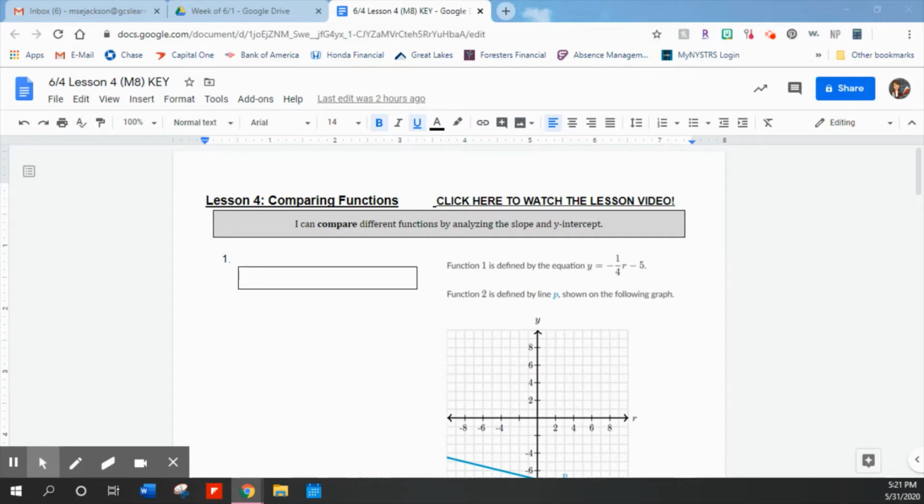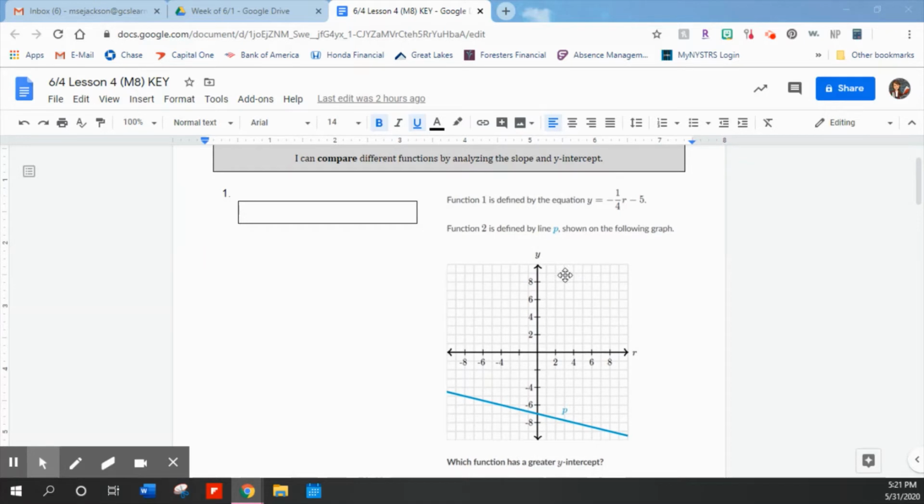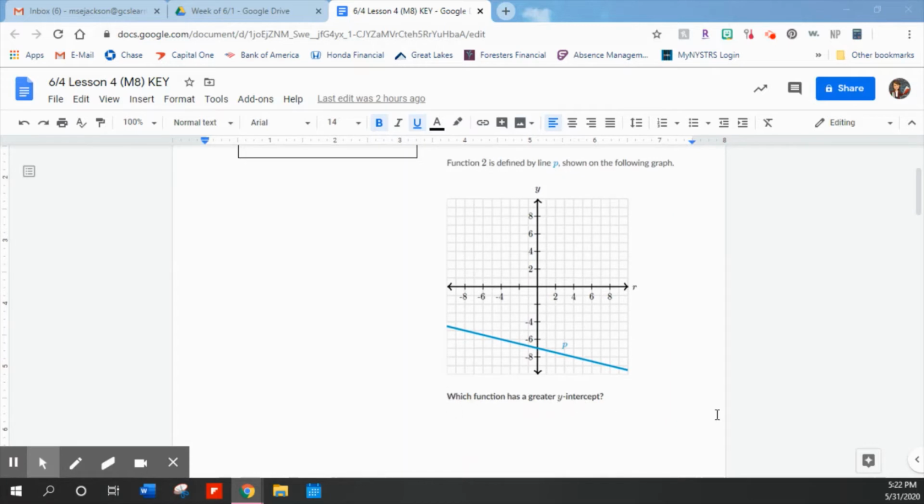So let's take a look at number 1. Now our workspace is on the left-hand side. Okay, the problem is on the right. It says function 1 is defined by the equation y equals negative 1/4 r minus 5. So function 1 is defined by an equation. Function 2 is defined by line P shown on the graph. Now it wants to know which function has a greater y-intercept.